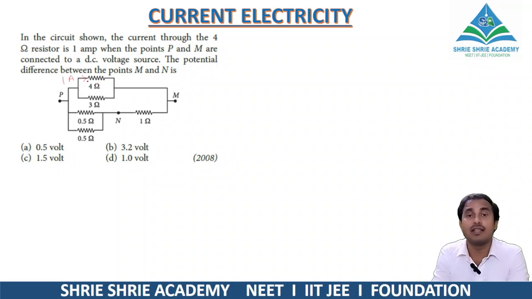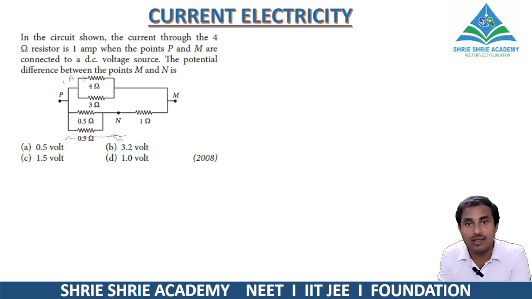So 1 ampere of current is going, then you can find out the voltage difference across this 4 ohm resistor, right? And across this 4 ohm resistor, the voltage difference will be 4 volt. But remember, from here to here the voltage is 4 volt, and from here to here the voltage is 4 volt, which means from here to here it is also 4 volt. The reason is that nothing is connected in between, so the total voltage from here to here is 4 volt.